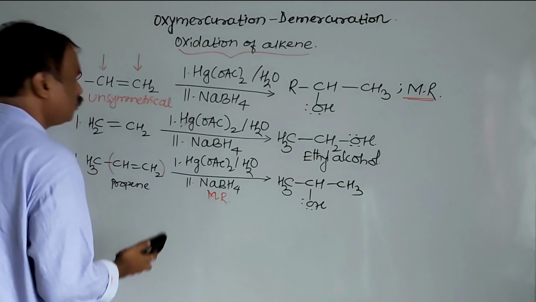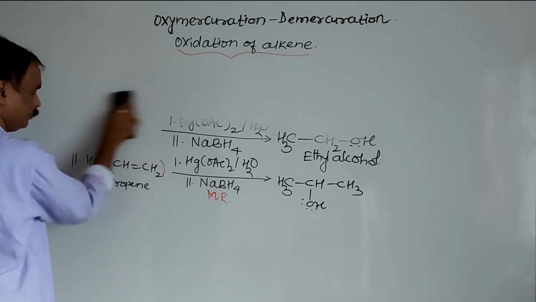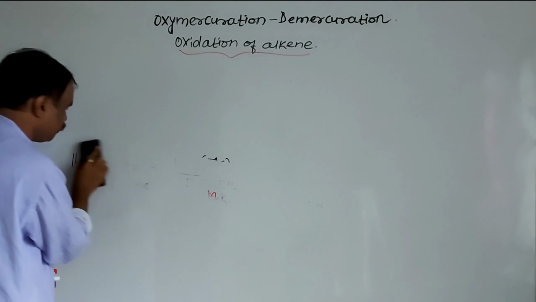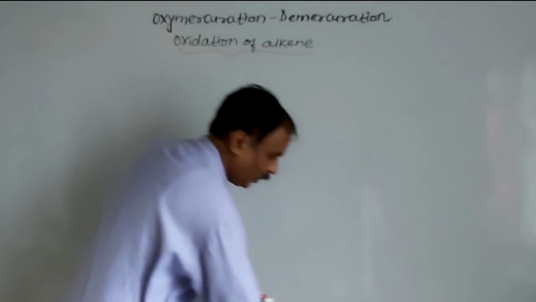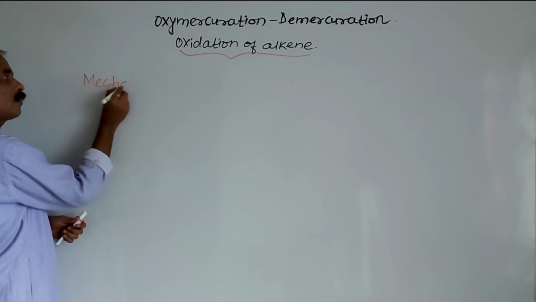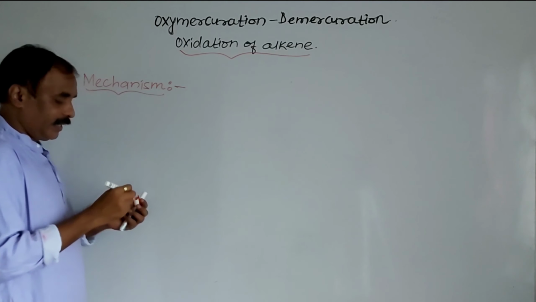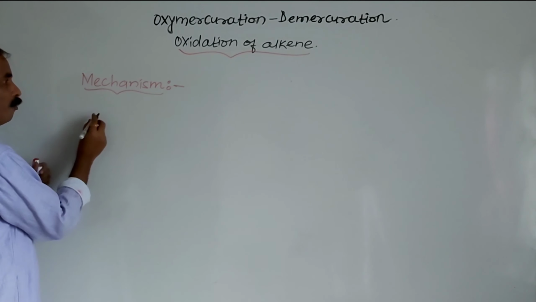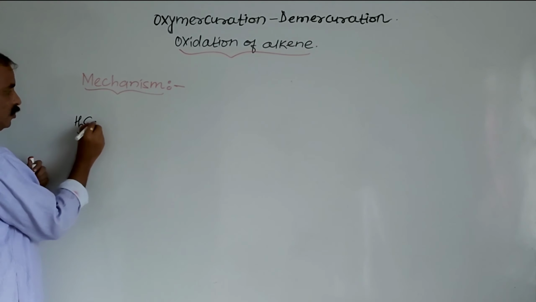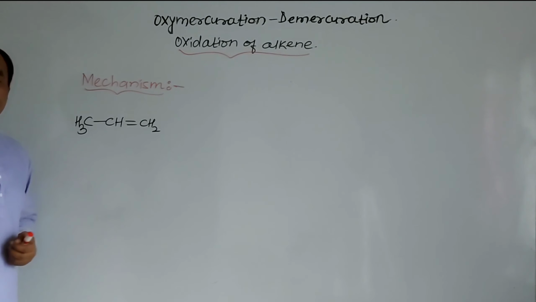Mechanism of this reaction. How does this reaction actually take place? Remember, this is an example of electrophilic addition, an addition of an electrophile. To explain the mechanism, I will take propene and oxymercuration and demercuration in the case of propene. CH3CH double bond CH2. This is propene.